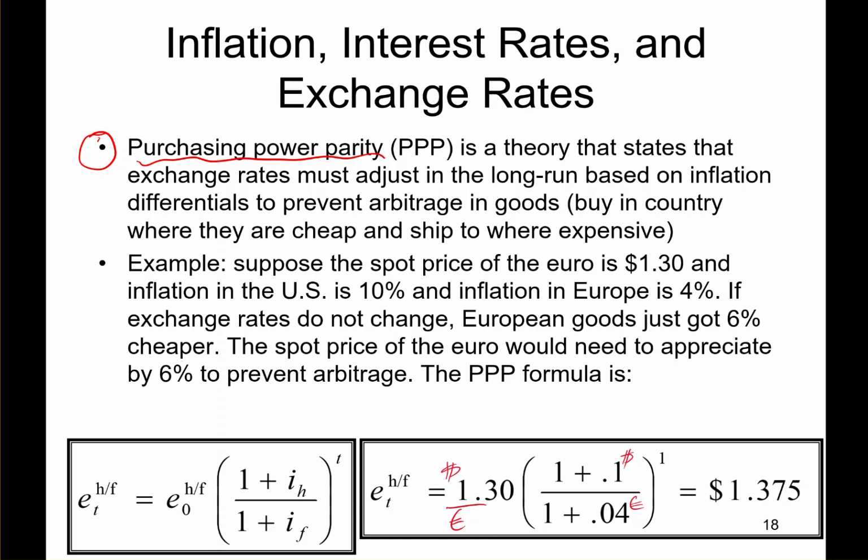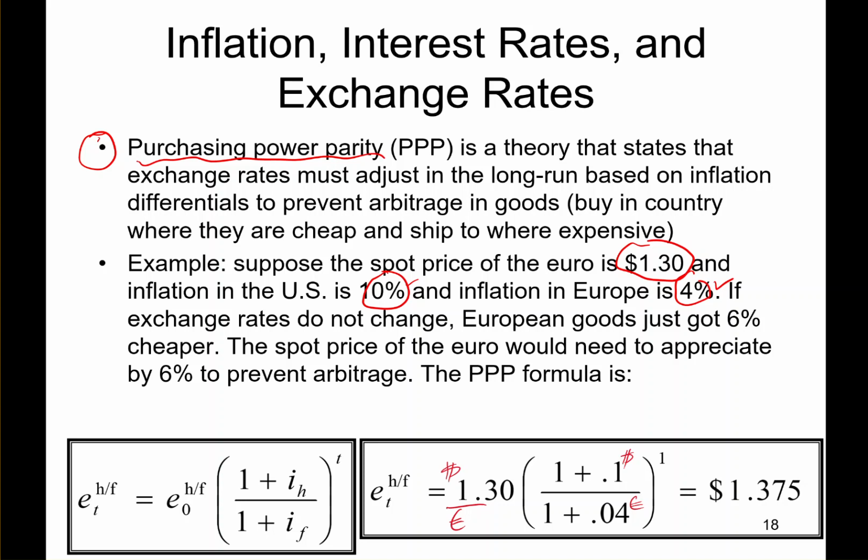So say the initial exchange rate of the euro is $1.30. That's today's spot rate, for today's transactions. And inflation in the U.S. is expected to be 10%, and inflation in Europe is expected to be 4%. If exchange rates don't change and U.S. goods prices are 10% higher and euro prices are 4% higher, then European goods just got 6% cheaper if the exchange rate doesn't change. So there'd be incentives, or possible arbitrage profits, to go buy goods in Europe and sell them in America. So what you'd expect to happen in the long run is the exchange rate will adjust to eliminate that arbitrage.